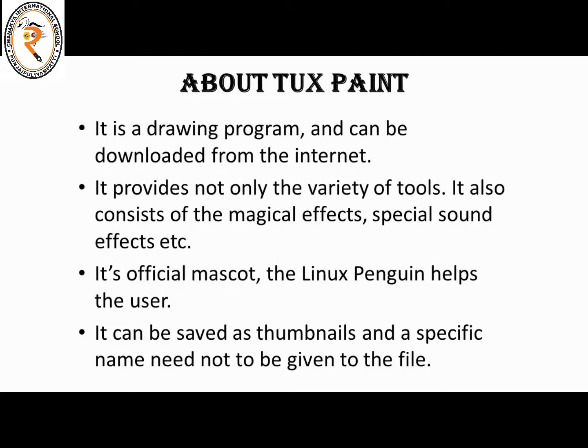It is called the official mascot, and the file can be saved as a thumbnail, and a specific name need not be given to the file. While using simple Paint, you would have given a name to save the file, but in Tux Paint it will be saved as a thumbnail. Whatever picture you have drawn will be saved in a smaller size. That is called a thumbnail. So we need not give a specific name. By seeing the picture itself, we can understand what type of picture it is.